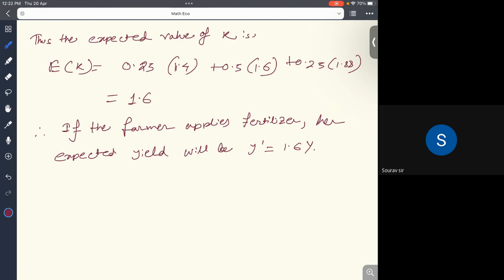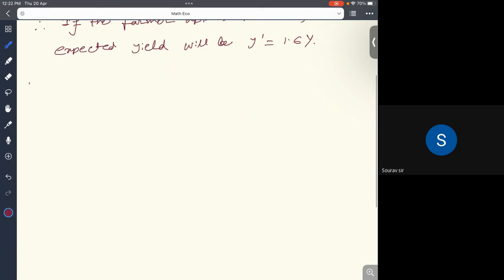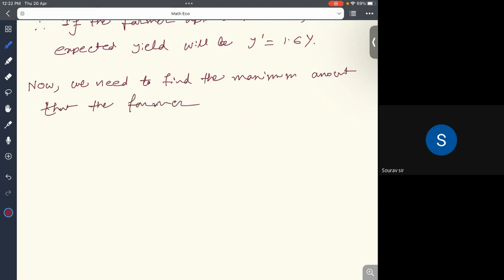Now, next we need to find the maximum amount that the farmer is willing to pay for the fertilizer application. Okay. So this next part is, we need to, just a second. Now we need to find the maximum amount that the farmer is willing to pay for the fertilizer application.